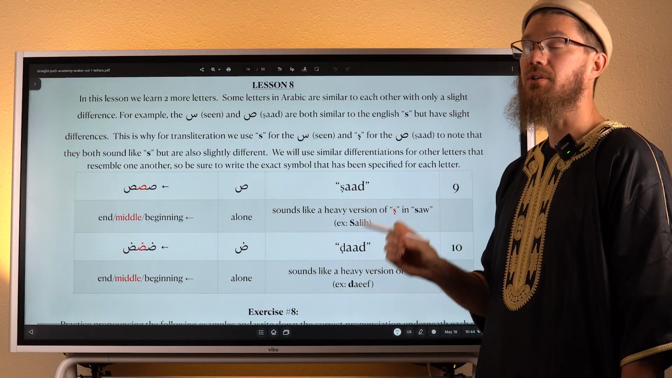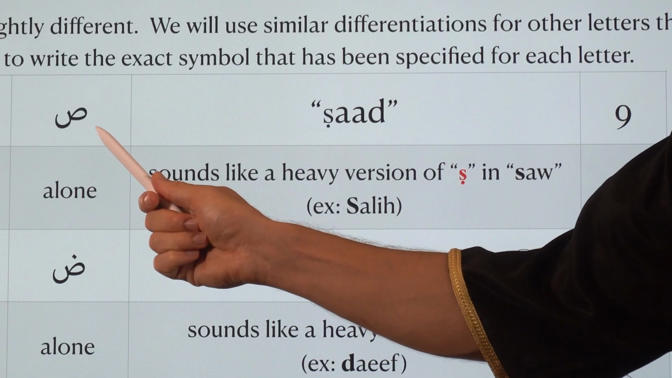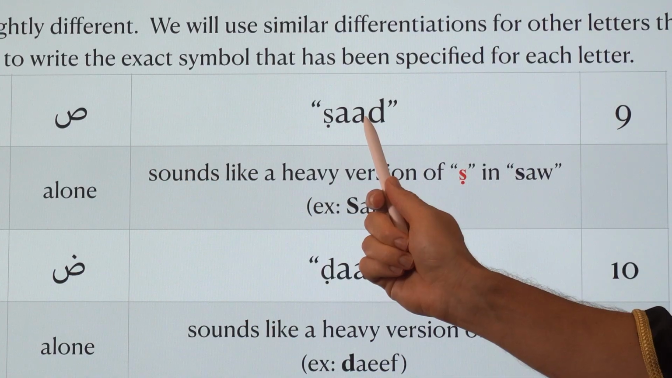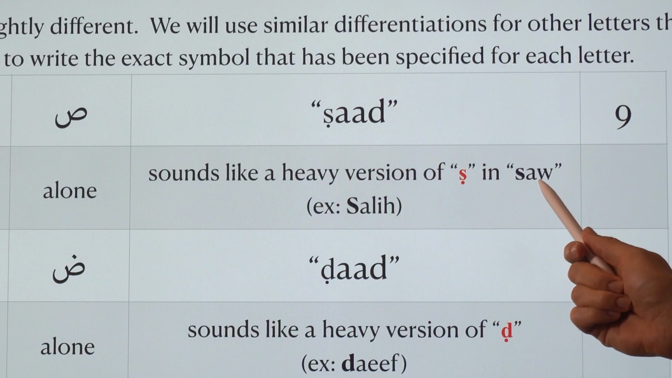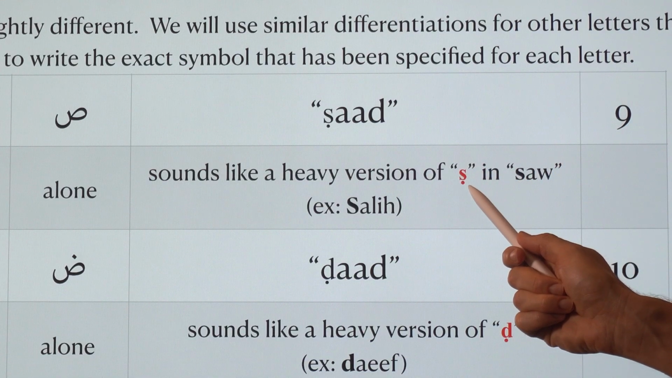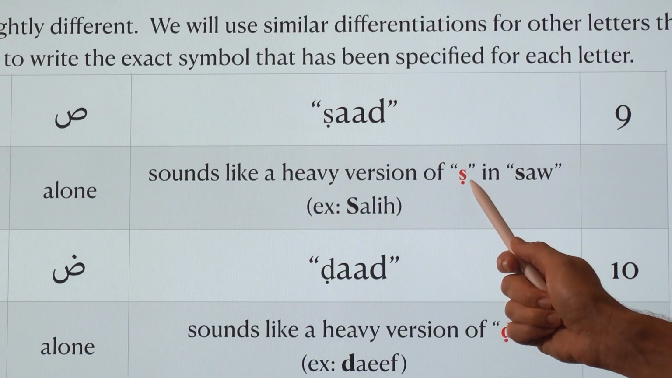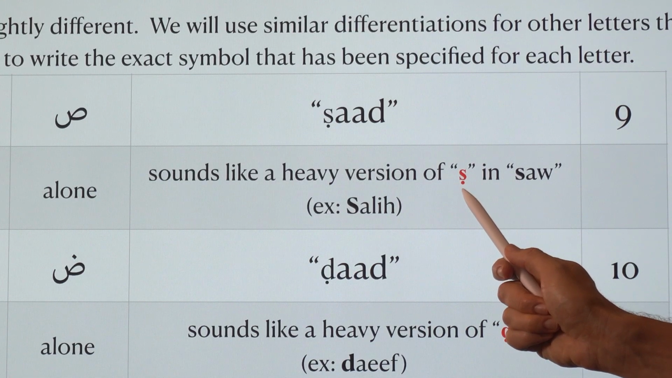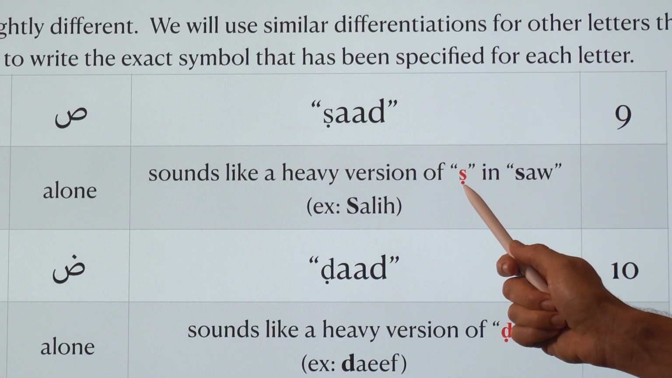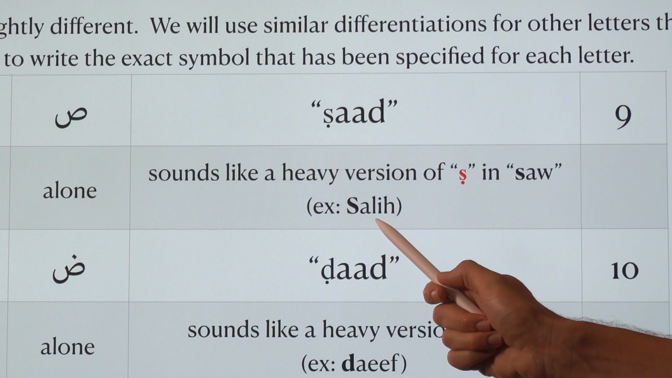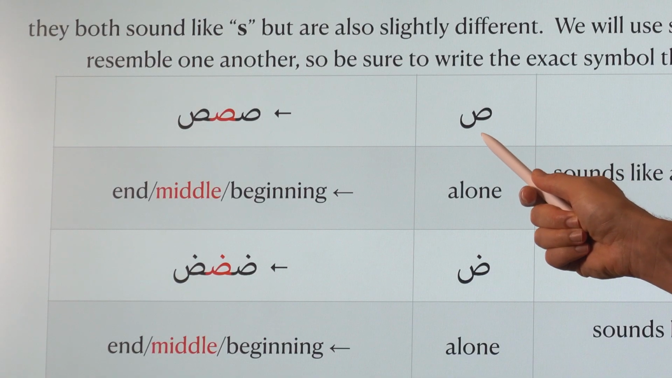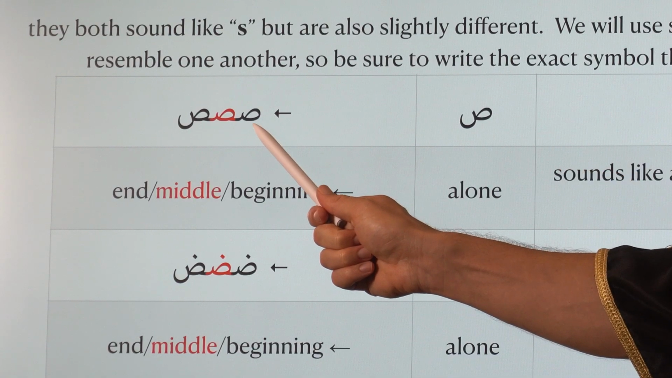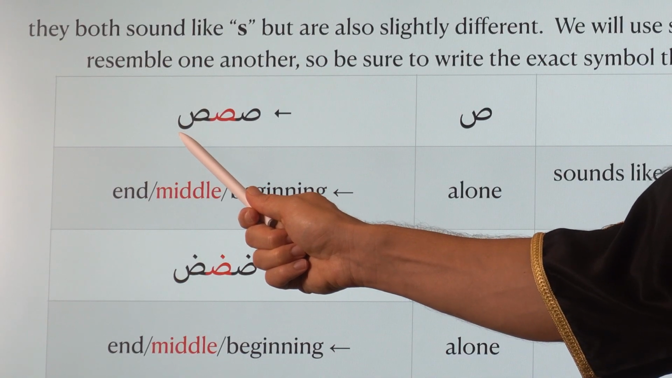So with that said, today we're going to learn our 9th Arabic letter, which is the letter Sad. And as we explained, the letter Sad sounds like a heavy version of S, such as in the English word saw. And to show that this S is heavier than the Sin, we're going to just add a dot underneath the S when we do the transliteration for the letter Sad. And an example of a word in Arabic that begins with the letter Sad is the name of a prophet, alayhi salam, Saleh. This is how the letter Sad looks when it's written alone, and this is how it looks in the beginning, middle, and end of a connection.